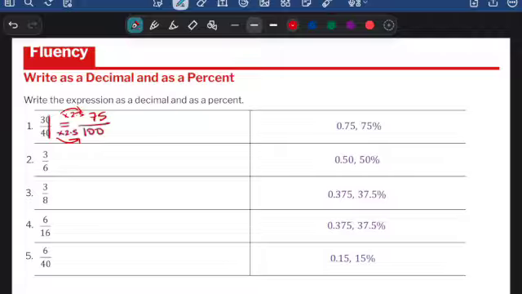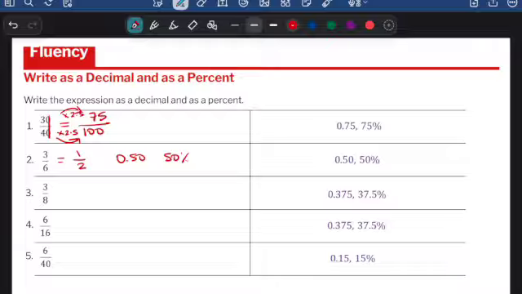3 over 6, we could reduce the fraction and get 1 over 2. And hopefully we know that 1/2 of a dollar is 50 cents. And 50 cents is 50% of a dollar. Because if we take a percent written as a decimal, we can say the place value. This is 50 hundredths, which is the same as 50 over 100, which is the same as 50%.